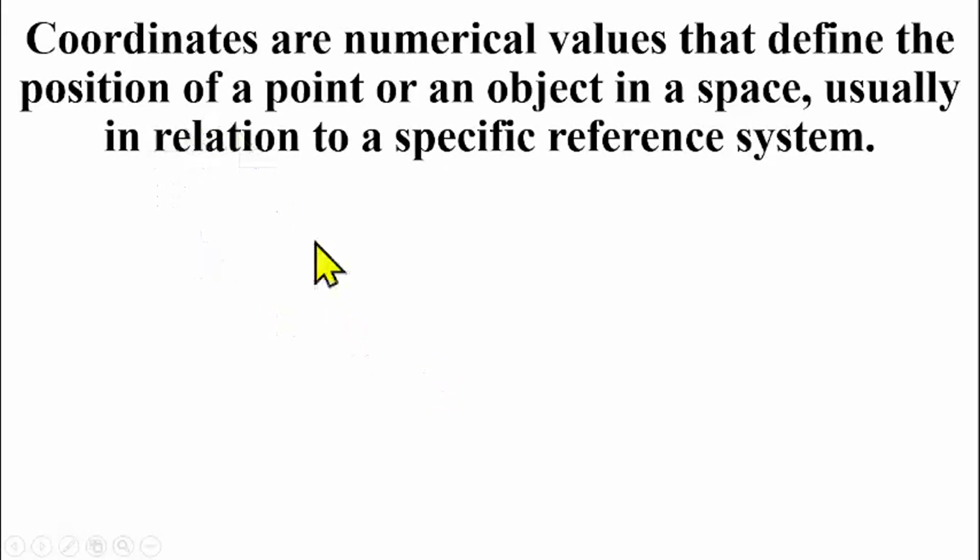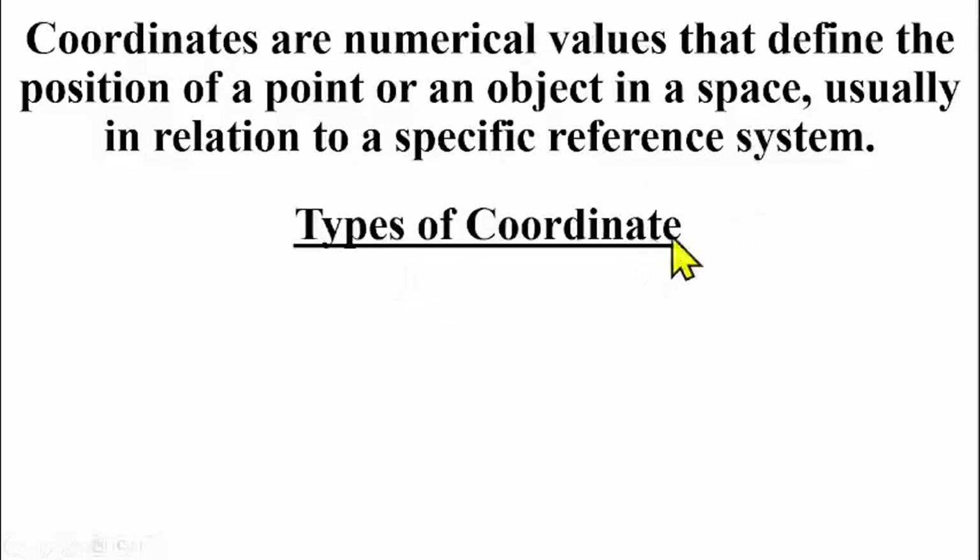So coordinates are numerical values that define the position of any point or an object in relation to the axis of the graph. I'm going to explain better on that when we get to the graph page, so that you can understand what I'm trying to say. So we have different types of coordinates.